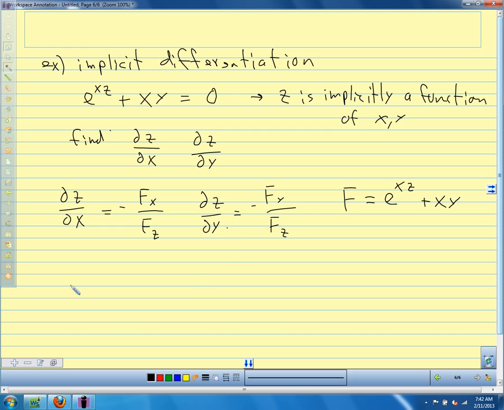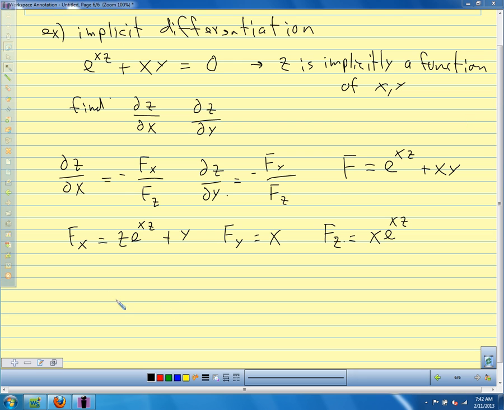So our partial of f with respect to x is going to be what? z e to the xz plus y. Our partial of big F with respect to y, just x, right? And our partial of f with respect to z, x e to the xz. And now I can just form my quotients.